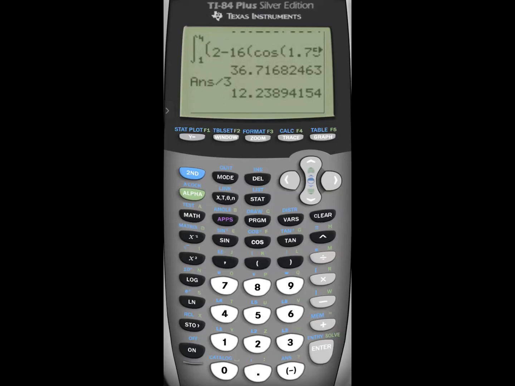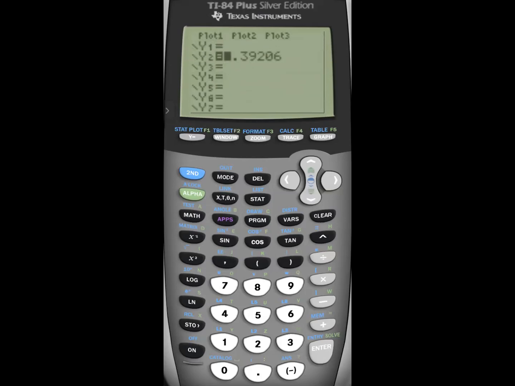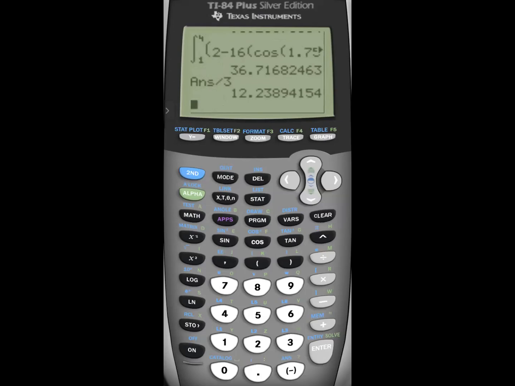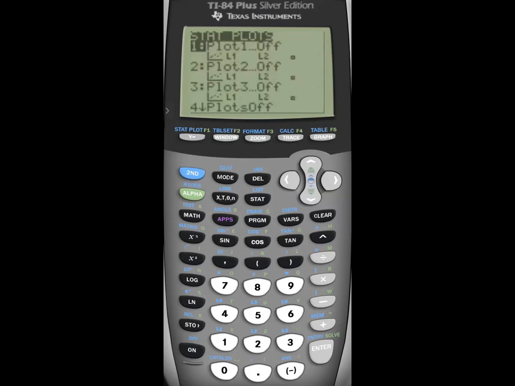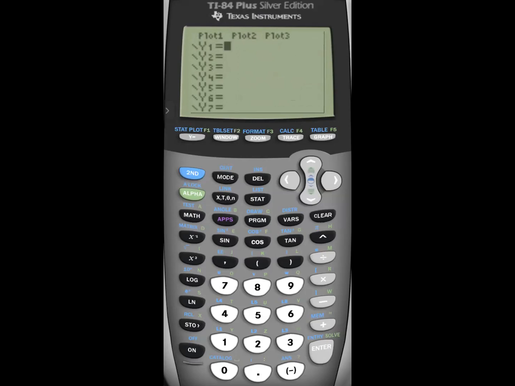Oh no, I should have typed it as my y function. That would have saved me a lot of time. Okay, darn it. Let's go ahead and do that. Actually, I wonder if we can just copy this function. No, I can't copy it. Okay, we're going to graph 2 minus 16 cosine of 1.57 square root of x, close it, and then close it to the third power.